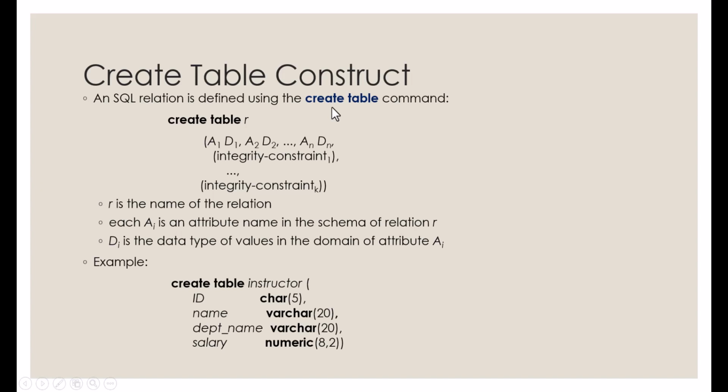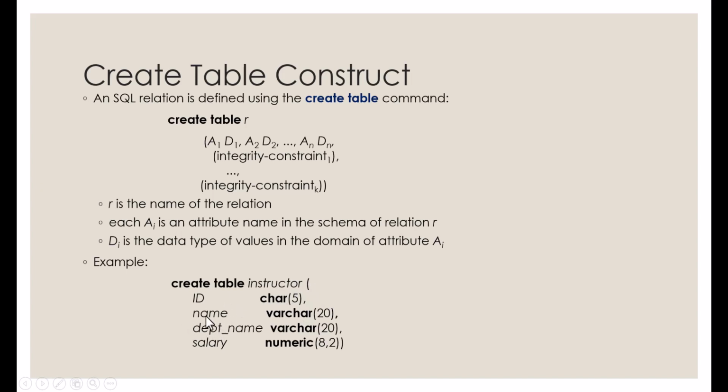So we're going to be creating a table using the keyword create table. Whatever you see bolded are going to be the keywords. So create table, and then the name of the relation, we're going to call it instructor. Then in parentheses, you're going to list all of the attributes. It's going to be the name of the attribute, space, not a comma, just a space, and then the data type of this attribute. So ID is going to be a character string of up to 5.